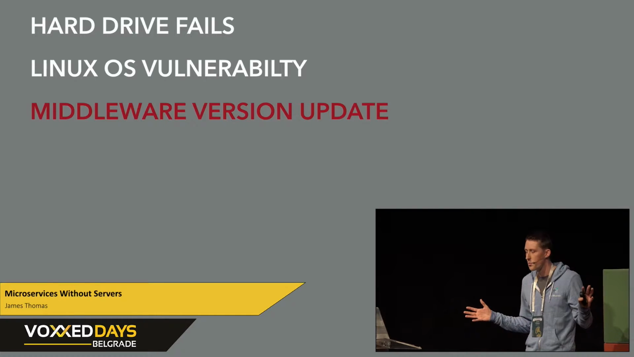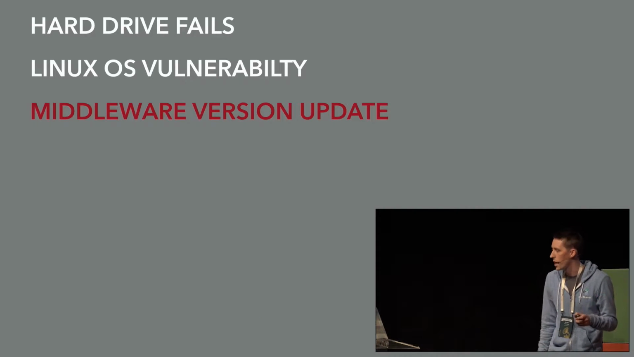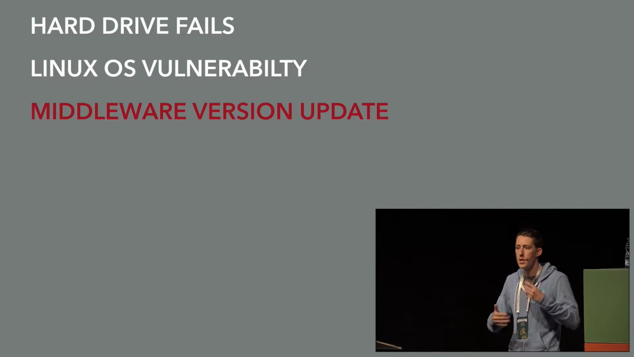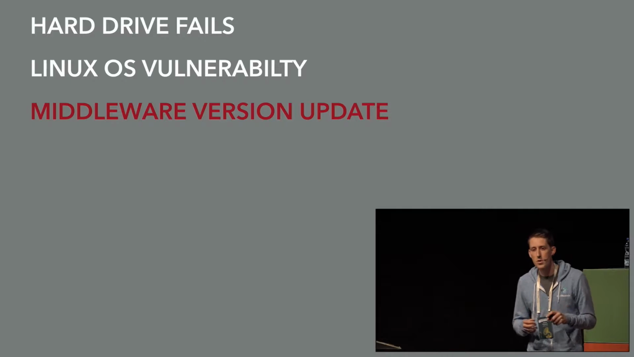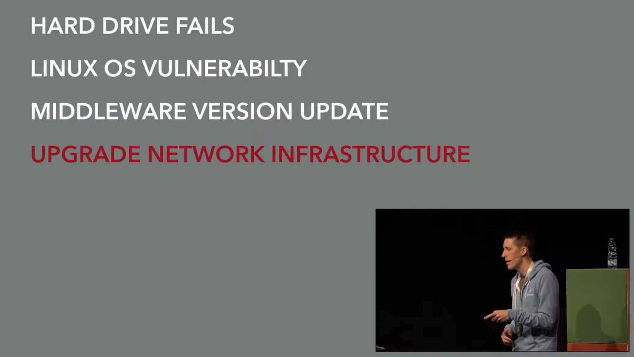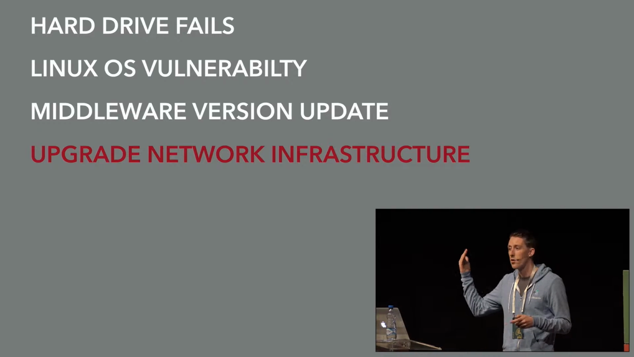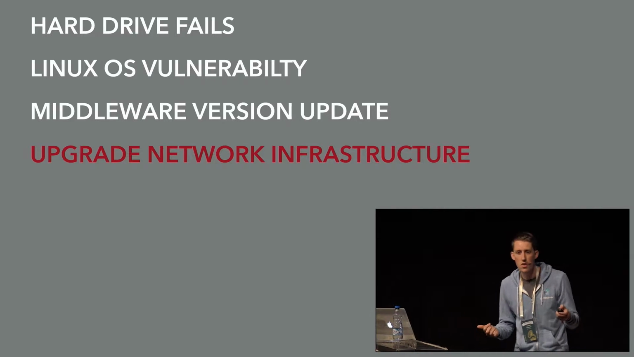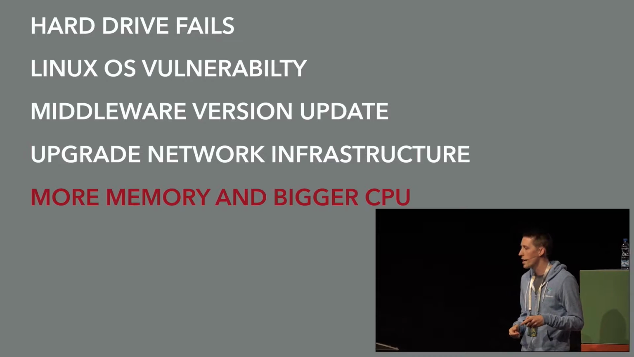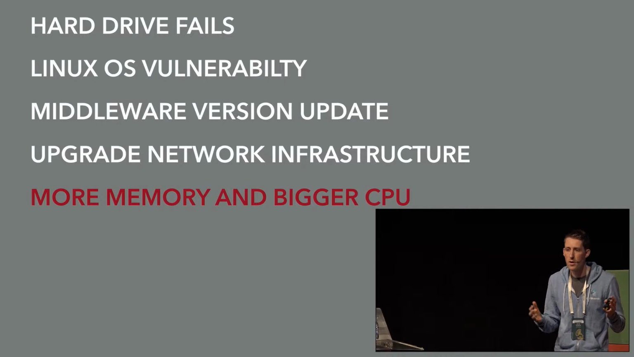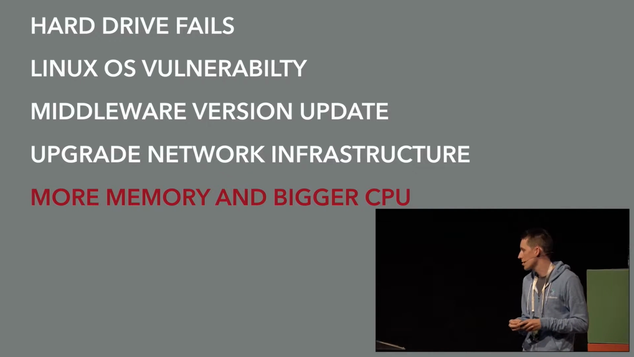So you've installed the new hard drive, you've patched your kernel, you've updated your middleware, you think, okay, that's all in the past now. Now I can get back to working on my application. But when people start to use your app, suddenly you realize you haven't anticipated how much network traffic it generates. So now you need to upgrade your network infrastructure, and that requires you taking your app down again. And also your server obviously needs more memory and a bigger CPU, right?